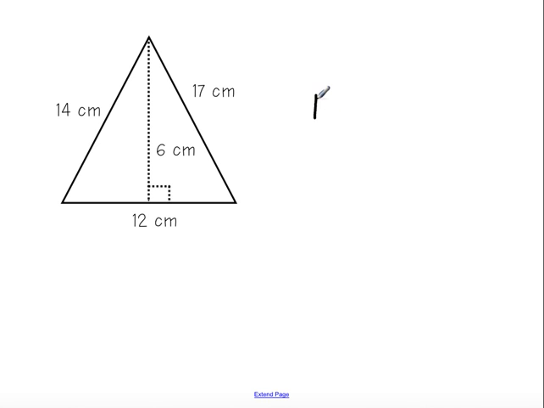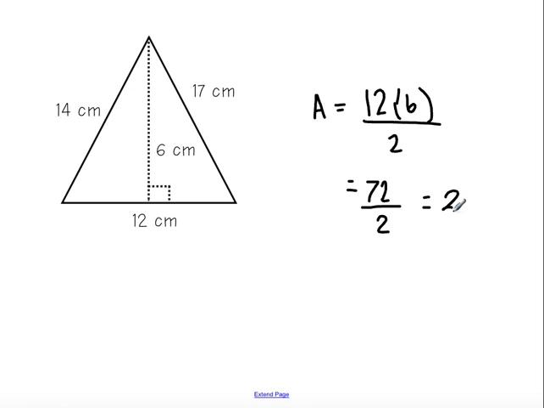So we have our area is equal to 12, our base, times 6, and then we're going to divide that by 2. So 12 times 6 is 72, divided by 2 is equal to 36. And again, we have centimeters, so we will label that square centimeters.